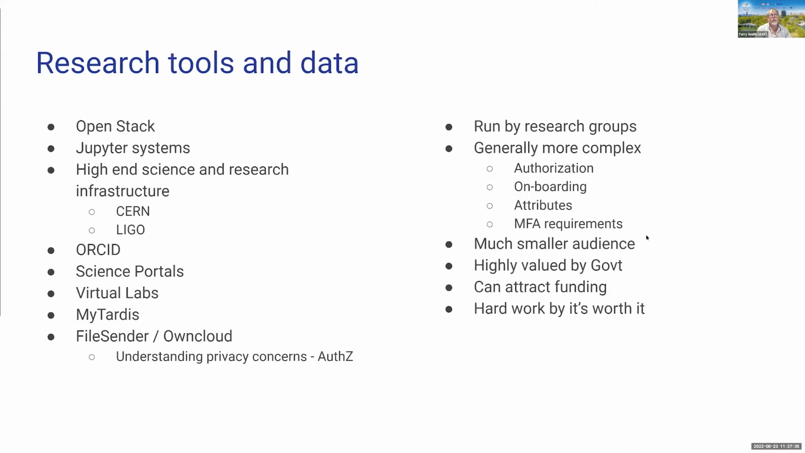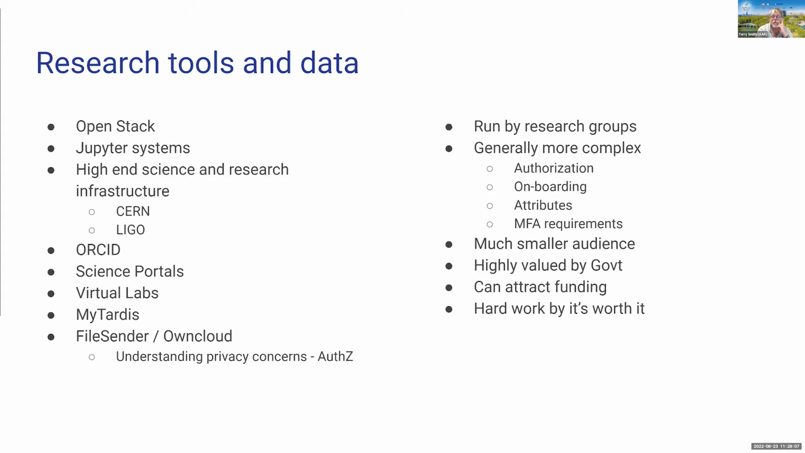Research tools and data. So this is a different community, different people, different needs. They want access to tools, to services that can process data, that can store data, that can do stuff with the sort of activities that they're working on. So we have a number of services in the AAF. One's an OpenStack service called Nectar, which provides access to virtual machines.